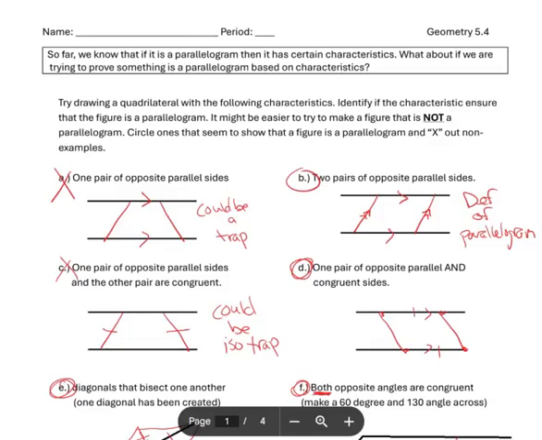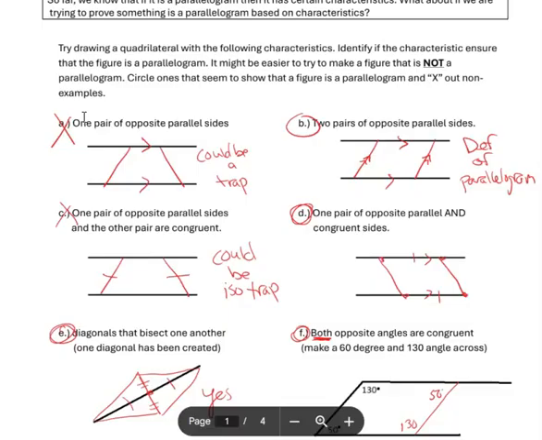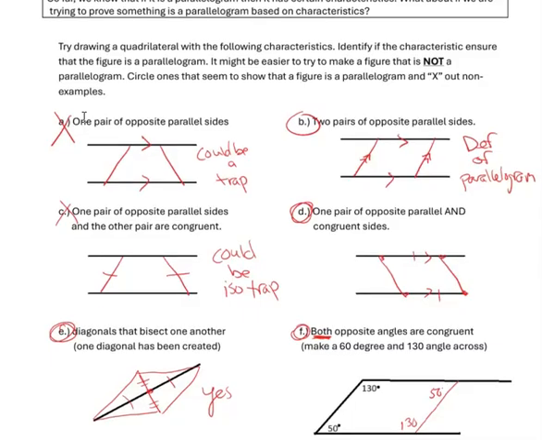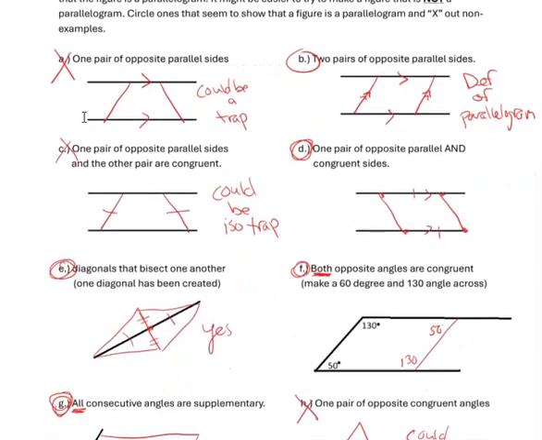It might be easier to try to find a figure that is not a parallelogram. Circle ones that seem to show that the figure is a parallelogram, and X out the ones that are non-examples. So the first one says one pair of opposite sides being parallel. This could be a trap, so that's not it. The next one, two pairs of opposite sides being parallel. Well, I've already drawn one pair that's parallel, and if you draw any other two sides that are parallel, you see that it ends up being a parallelogram. That's called the definition of a parallelogram, which is why it's going to be a parallelogram.